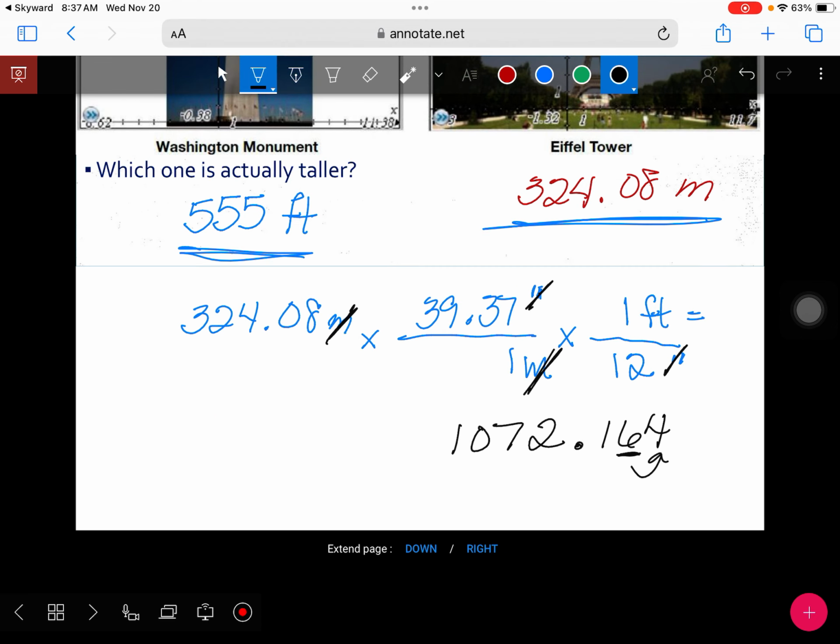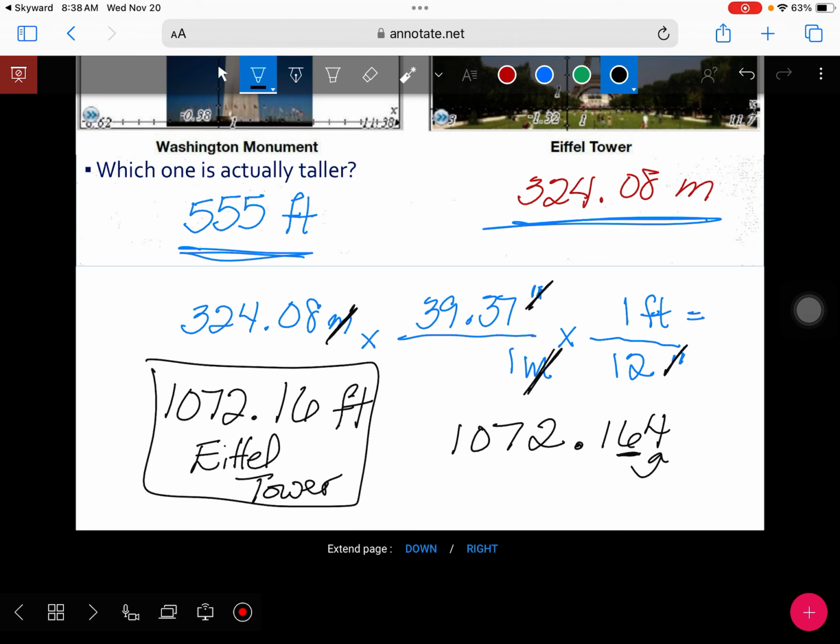is that 5 or more? No. So it would be 1072 and 16/100ths what? Feet. This is for the Eiffel Tower. How do you spell Eiffel? 2 F's? Yes. So which one is actually taller? The Eiffel Tower, because the Washington Monument is only 555 feet.